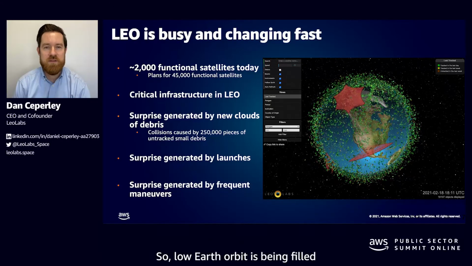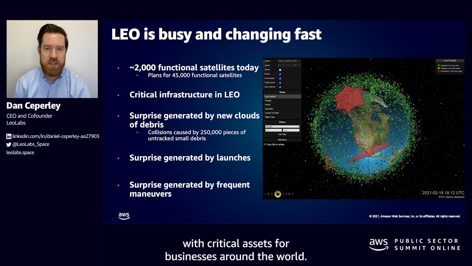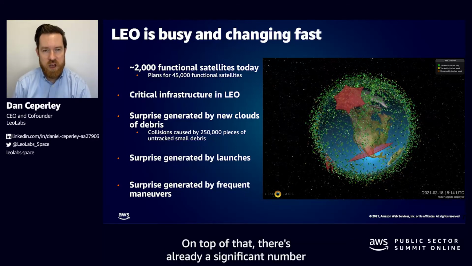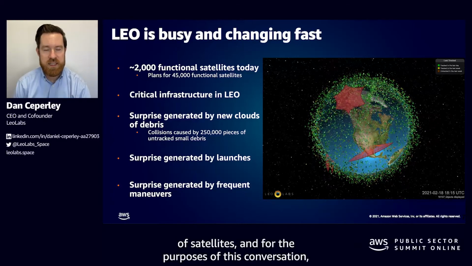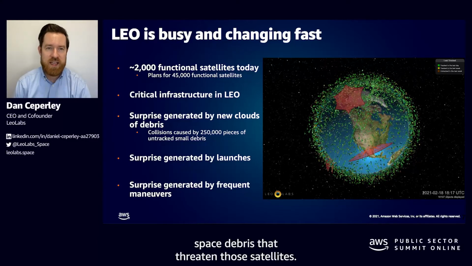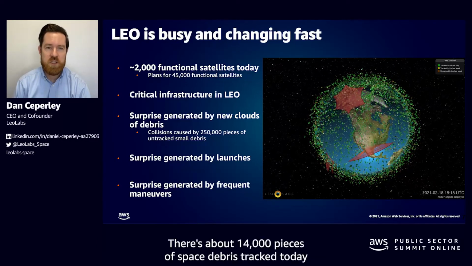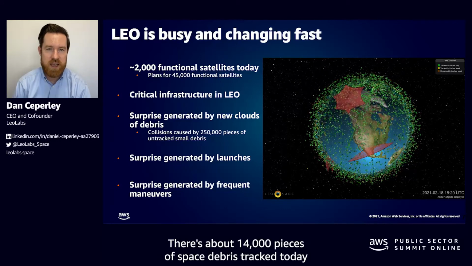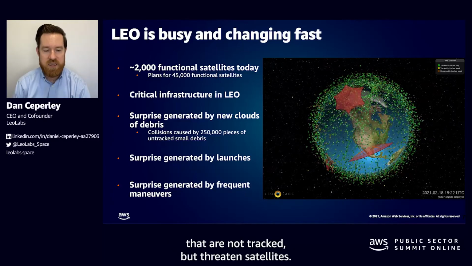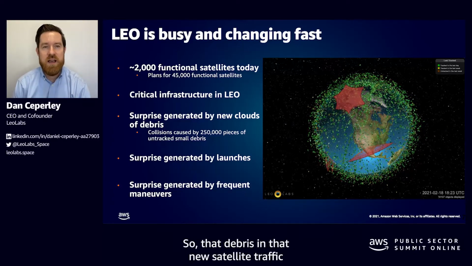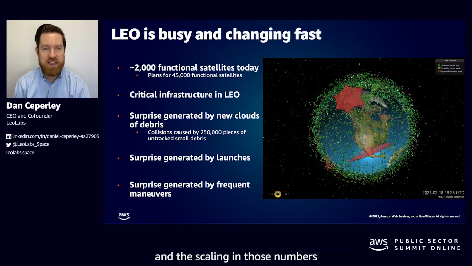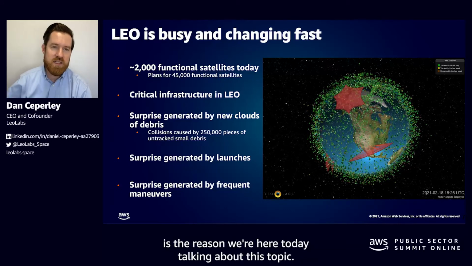So low Earth orbit is being filled with critical assets for businesses around the world. On top of that, there's already a significant number of satellites and, for the purposes of this conversation, space debris that threaten those satellites. So the numbers are quite important. There's about 14,000 pieces of space debris tracked today, and there's about 250,000 pieces of small debris that are not tracked but threaten satellites. So that debris and that new satellite traffic is critical for the space industry, and the scaling in those numbers is the reason we're here today talking about this topic.